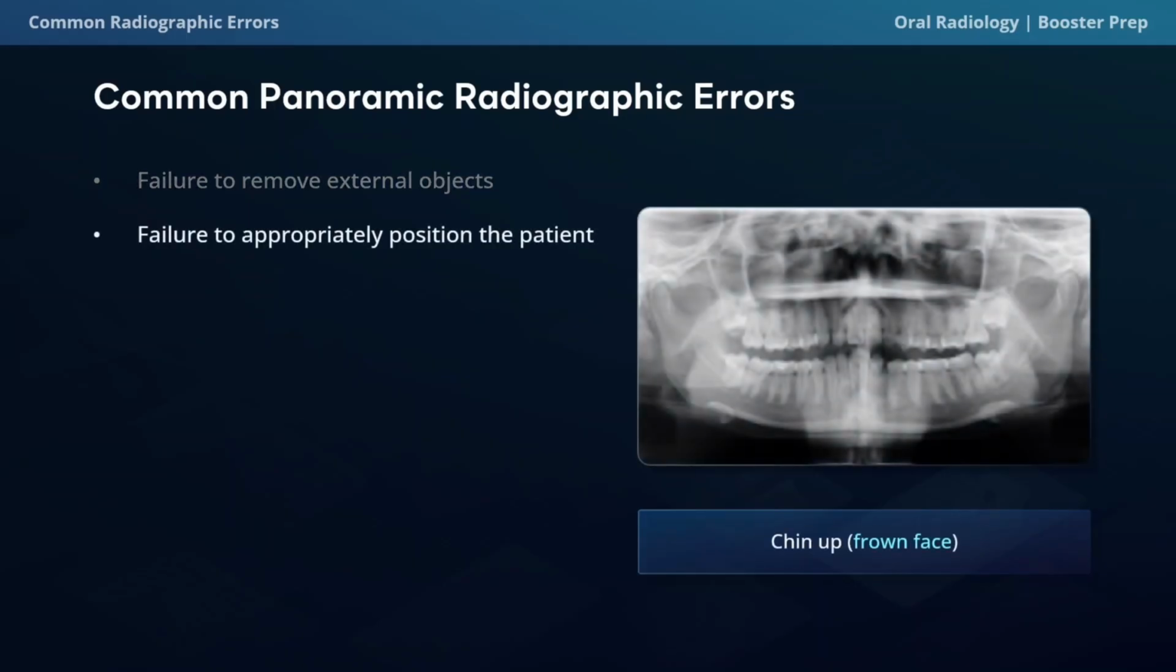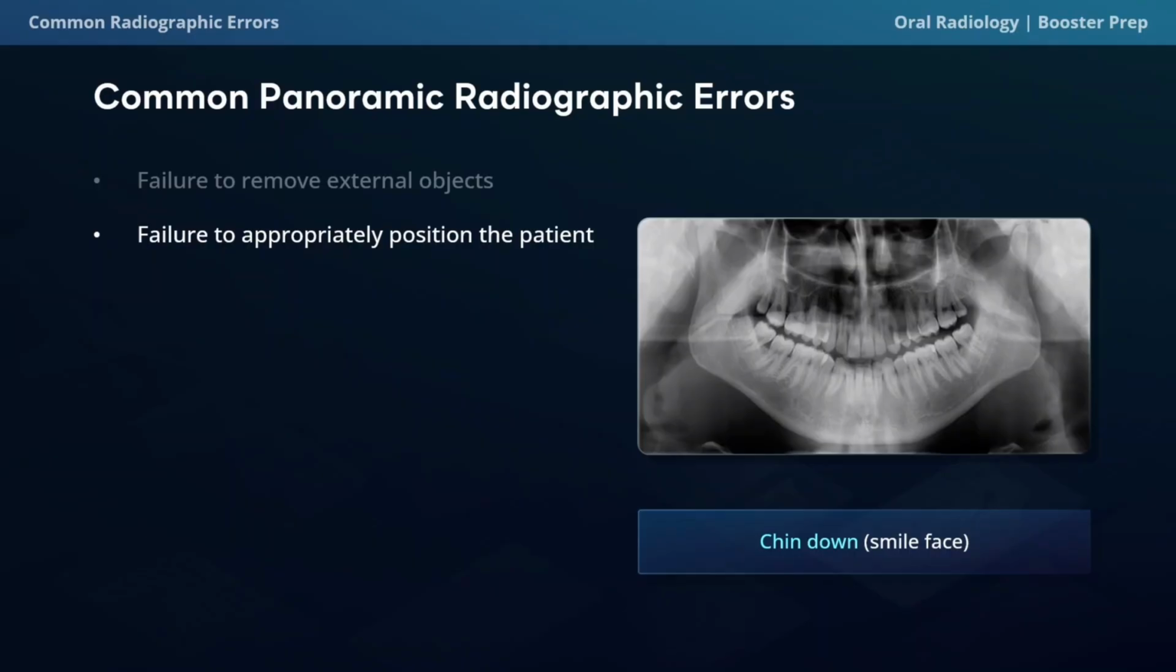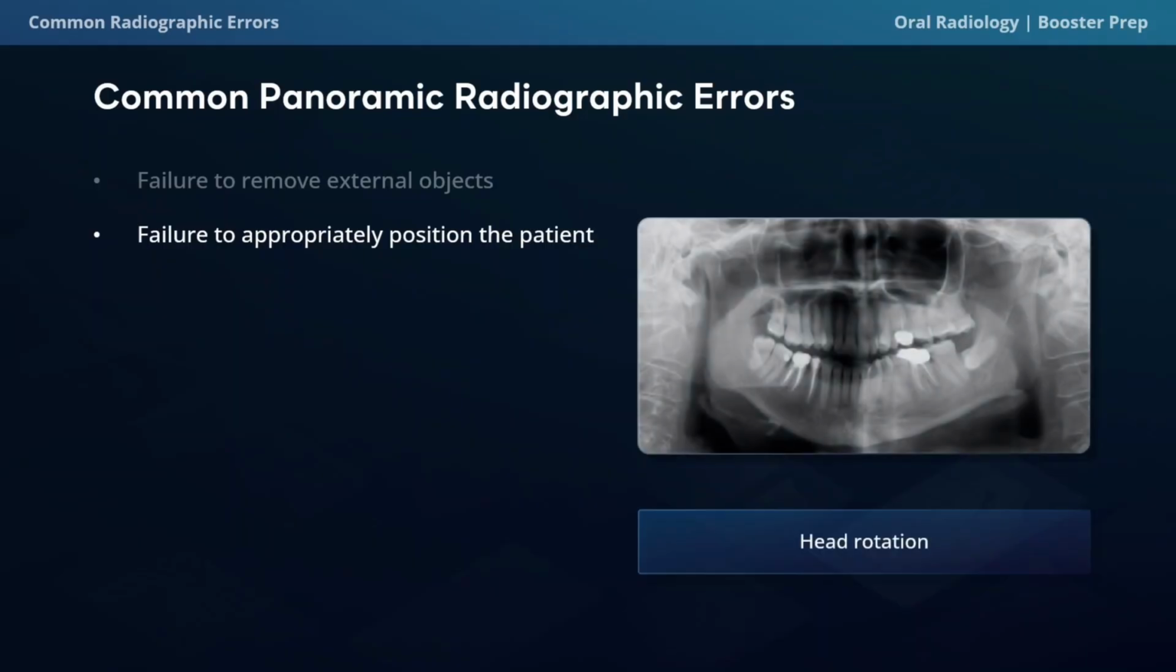We can also have the patient positioned inappropriately, which can lead to a wide array of errors. So if the chin was positioned too up, the image may show more of a frown face than normal. On the other hand, if the patient's chin was positioned down, the image may appear as a joker, or what I think is a pretty creepy smile. If the patient turns their head during the panoramic scan, we can end up with an image that looks like this one. And in this case, you can see that the head was rotated to the left, and you'll notice that the premolars and the molars on the left side look blurry, and they also look a little bit larger than they normally would. And on the right side, you can also see that the cervical spine and the occipital bone are not centered.